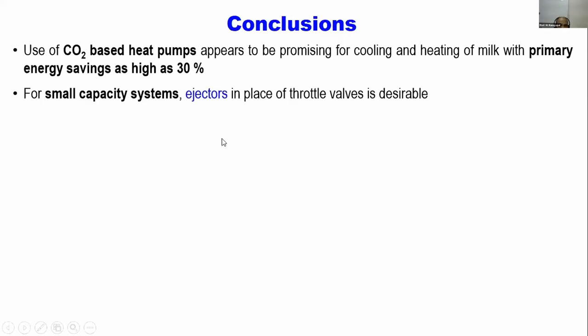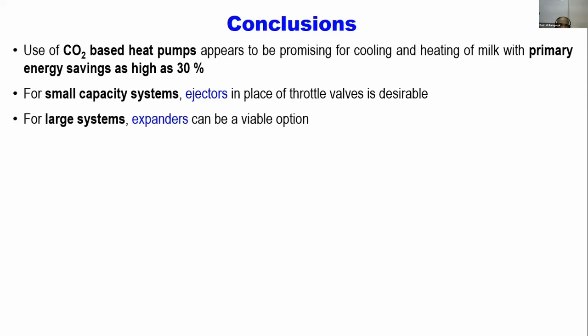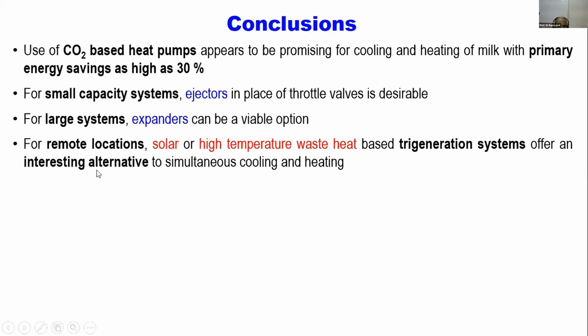Again, somebody may correct me if I am wrong. What I feel is that for small capacity systems of hundreds of kilowatt or so, ejectors are definitely preferred in place of a throttle valve. But if you are looking at really very large capacity systems, maybe one can think of an expander in place of an ejector for much better efficiency. And the second system, for remote locations where you have solar heat or high temperature waste heat, like waste heat from biomass, one can really look at the trigeneration system, which in my opinion is theoretically interesting, but requires a lot of feasibility studies and development of components. Otherwise, it looks quite attractive.